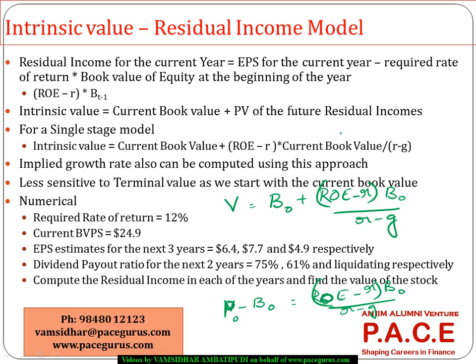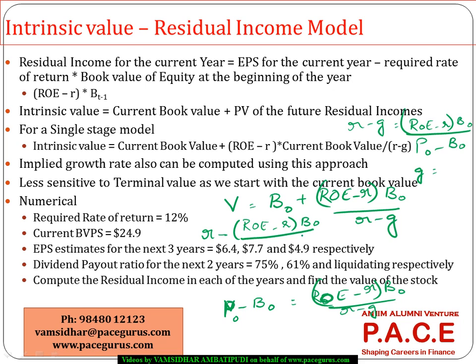So from here I can find out R minus G is equal to ROE minus R times B naught divided by P naught minus B naught. And from here I can find out the G, which will give me the required rate of return R minus ROE minus R times the B naught divided by P naught minus B naught. This is the implied growth rate inside this process also.